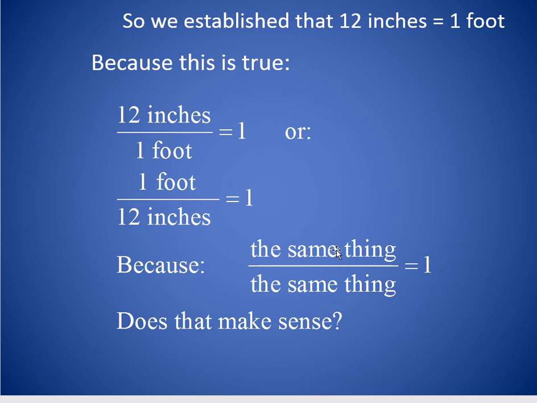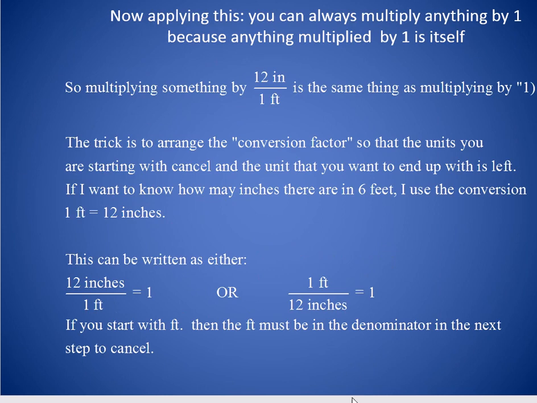So if I write those as fractions, if I write 12 inches over 1 foot or 1 foot over 12 inches, they both equal 1 because they are the same thing, and the same thing over the same thing always equals 1. If I have 5 over 5, that's 1, correct? If I have 80 over 80, that's 1. So since these are the same thing, these conversion factors actually equal 1. So I can write my conversion factors as 12 inches over 1 foot or 1 foot over 12 inches. But it's the same thing as multiplying something by 1, because it's the same thing over the same thing.